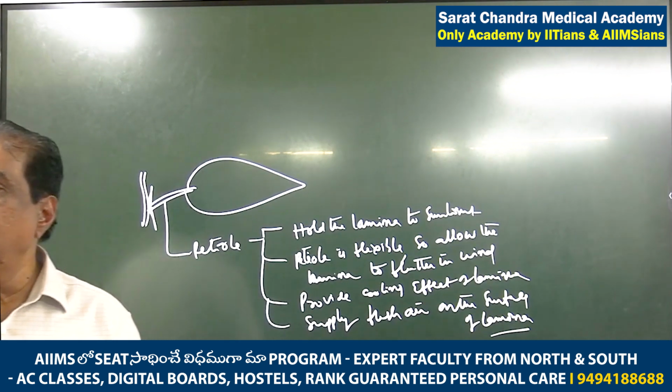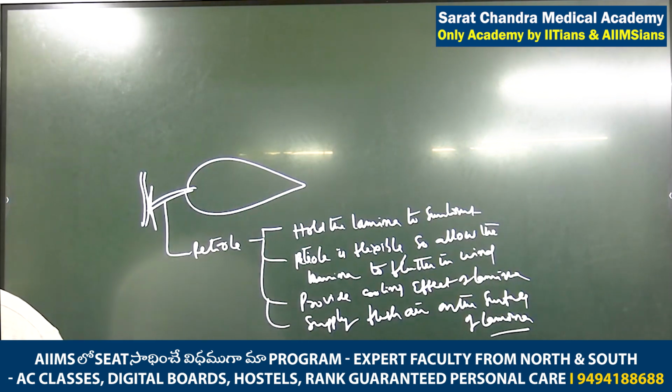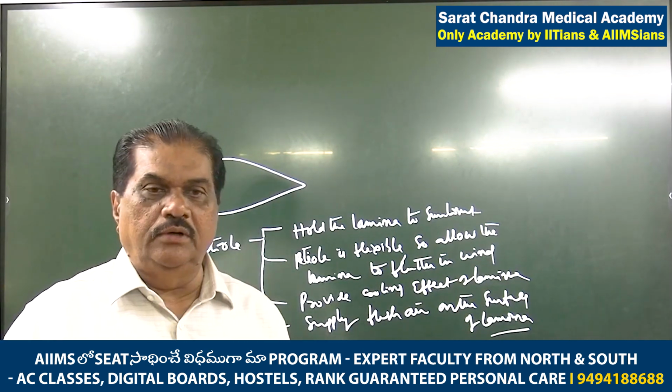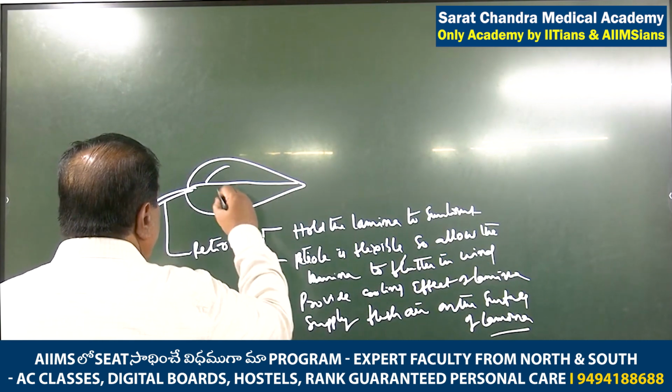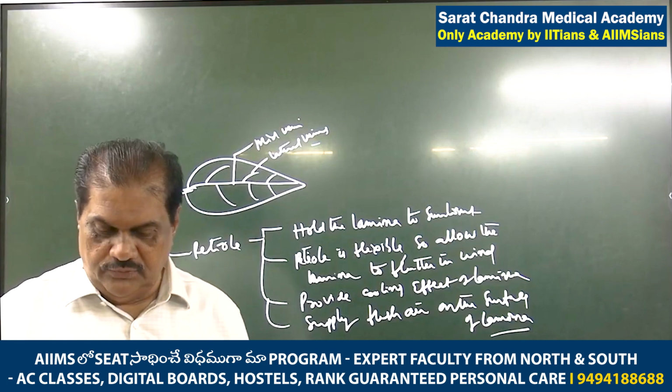What is lamina? It is the main photosynthetic part in a leaf. The lamina is the main photosynthetic region of the leaf. Next, the lamina also has midvein and lateral veins.